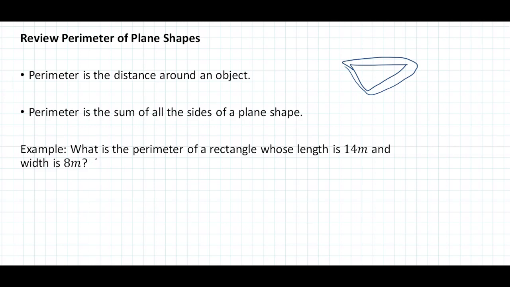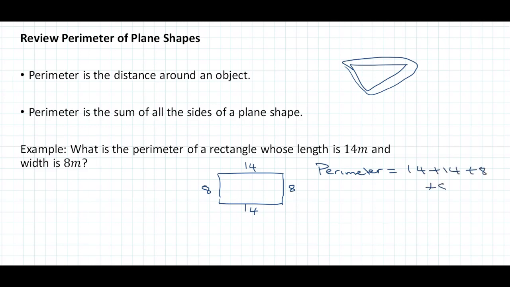What is the perimeter of a rectangle whose length is 14 and width is 8? So I'm going to just draw a rough rectangle here. So I have 14 here, I have 8. With a rectangle, I also have 14 here and 8. So the perimeter here is going to be 14 plus 14 plus 8 plus 8. So we have 28 plus 16, which is equal to 44. And we're going to have meters here.